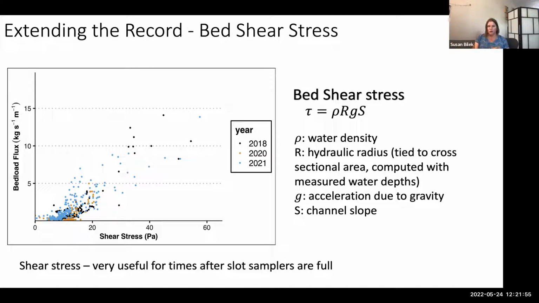But we also can use the water depth measurements because they allow us to estimate the bed shear stress, which is also related to the bed load flux. The equation for the bed shear stress shown here is related to the water density, the hydraulic radius, gravity, and the channel slope, which we have measured, along with the cross-sectional area, very carefully. So we can compute that hydraulic radius using those measured water depths. The shear stress that we can calculate this way is directly related to the measured bed load flux that we can capture within those samplers. So we see higher shear stress going along with higher levels of bed load flux. And why this is useful is that we can estimate these shear stress values at times after those slot samplers are full, which means that we can extend the record throughout the entire flood.